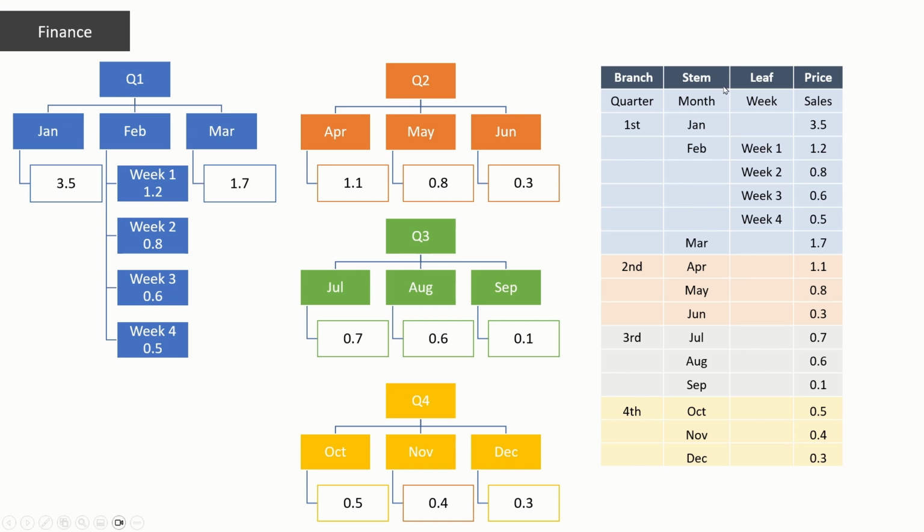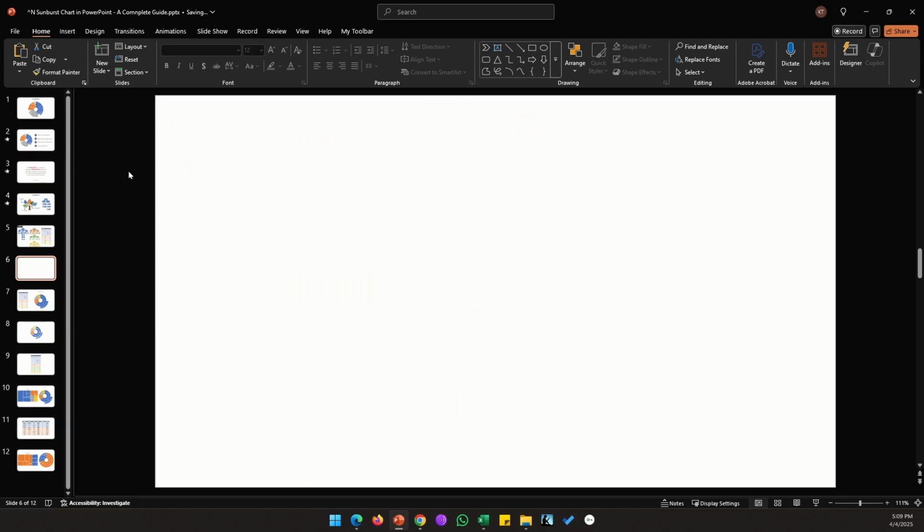If we look at the table here, we have the data by four quarters, then we have 12 months in the next column, and in the third column, which is the leaf column, we have data for just 4 weeks, and for rest of them we are just using the monthly data. That's because the monthly data is small for the other months, so it doesn't make sense to split that by weeks. So let's create the sunburst chart.